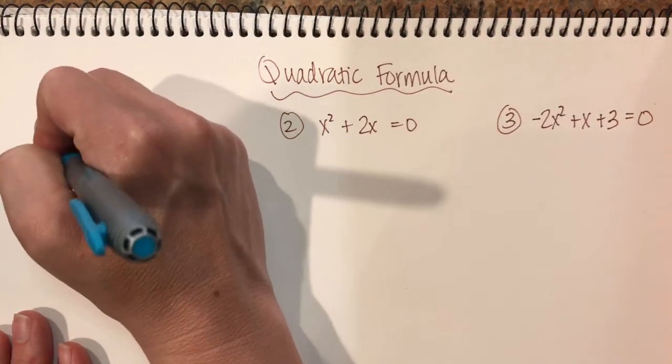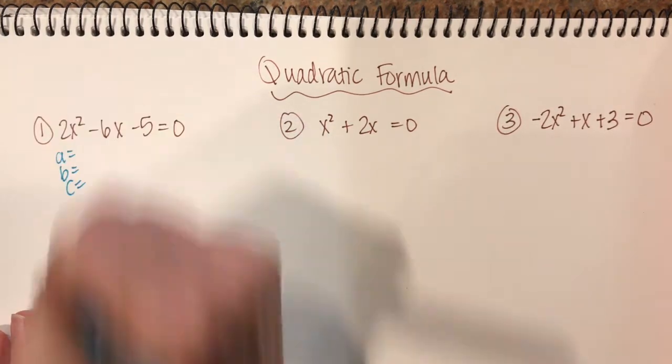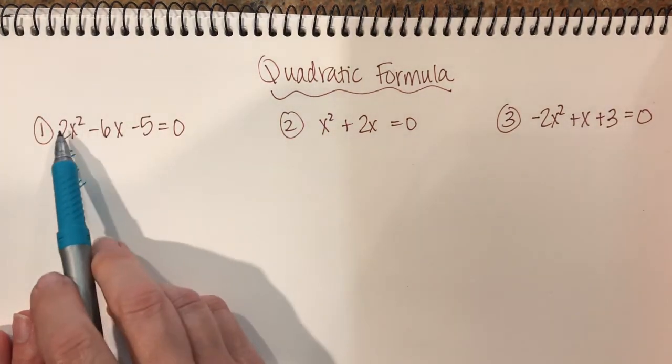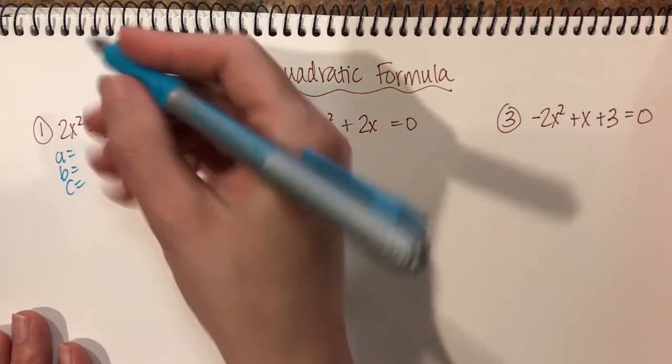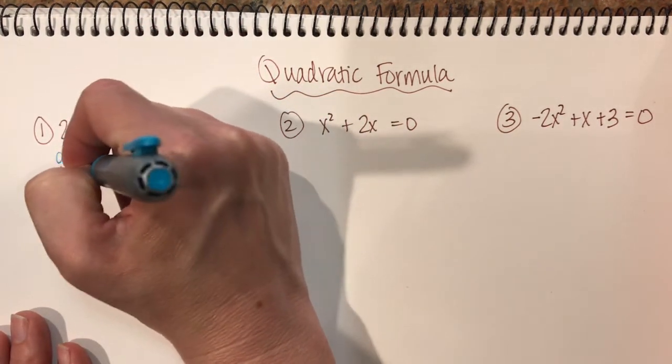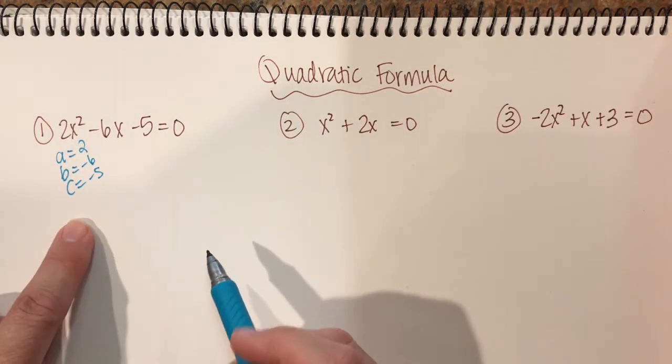Okay, so A, B, and C. That's the first thing you want to find. And so this is already in standard form. It says equals 0. So we have 2, -6, -5. That's your A, your B, and your C.